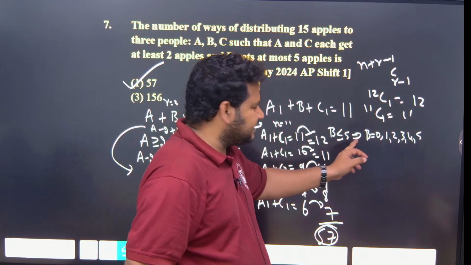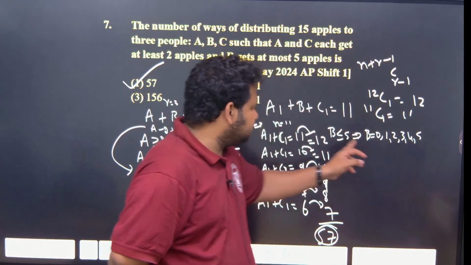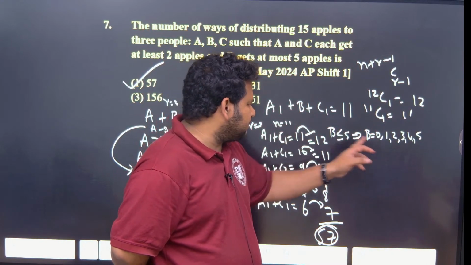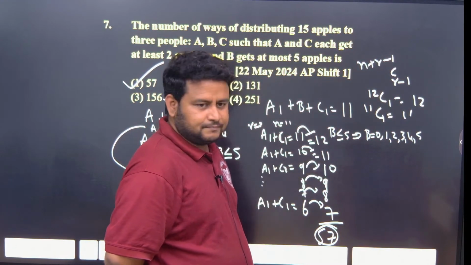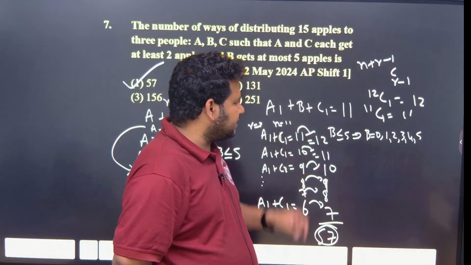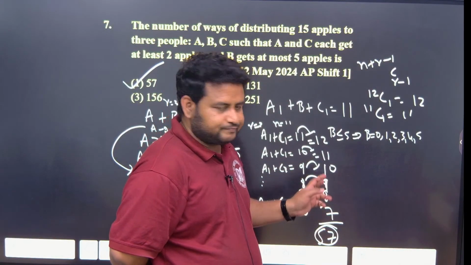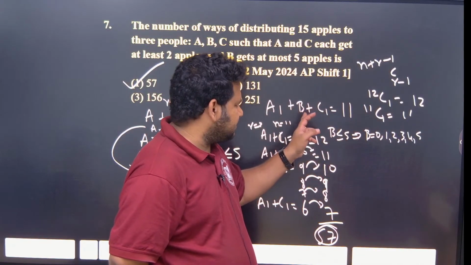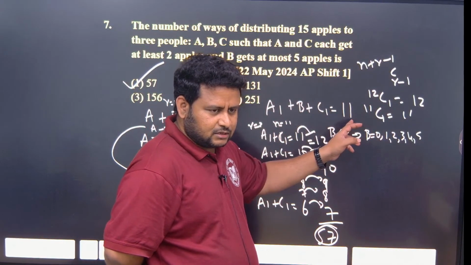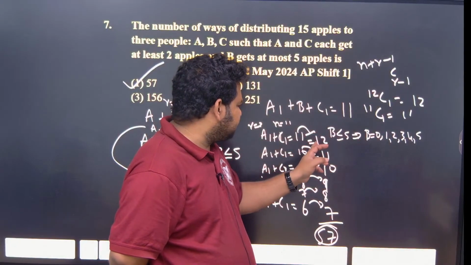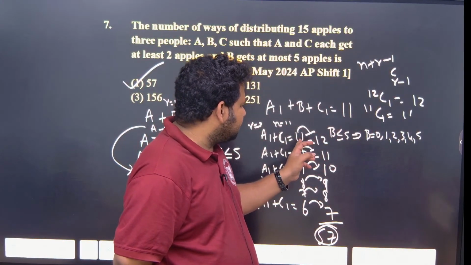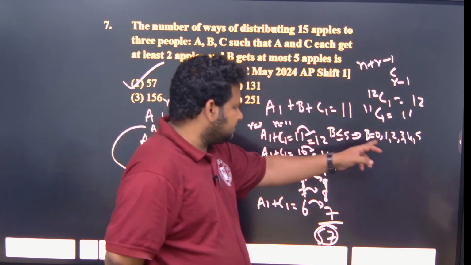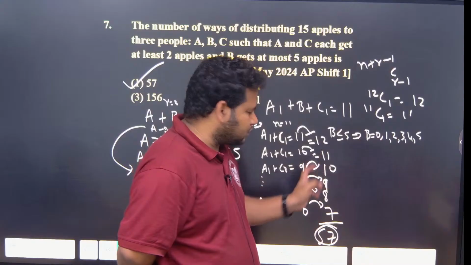The value of B can take 0, 1, 2, 3 up to 5. Once I put 0, A1 plus C1 will be equal to 11. Once I put 1, this will become 10. Understood? Because the B value I am subtracting here. If I want A and C, the B value I have to subtract. So A1 plus C1 will be 11. If I put 1, this will become 10. 11 minus 2, 9. Like that.